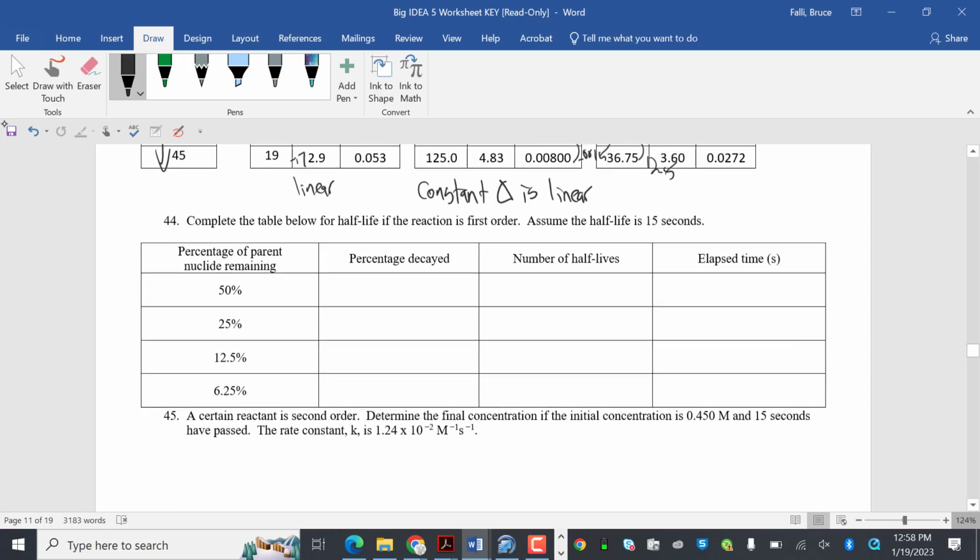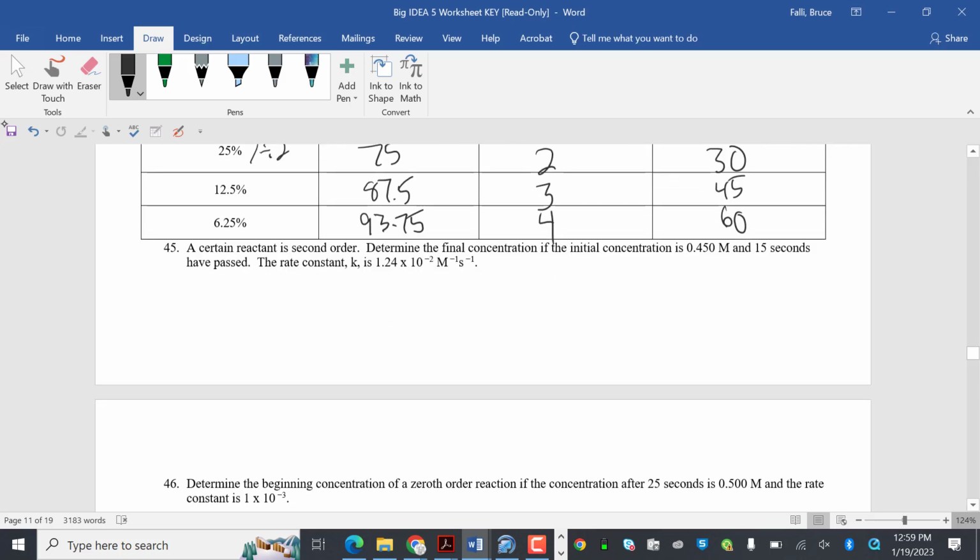Complete the table below for the half-life if the reaction is first order. Assume the half-life is 15 seconds. The percent decayed is 50, number of half-lives, 1. Elapsed time, 15 seconds. Percentage decayed is 75, number of half-lives, 2. Elapsed time is 30 seconds. Again, every time I'm dividing by 2. So percentage decayed is 87.5, number of half-lives is 3, 45 seconds. This is 93.75. Half-lives 4, and it's 60 seconds.